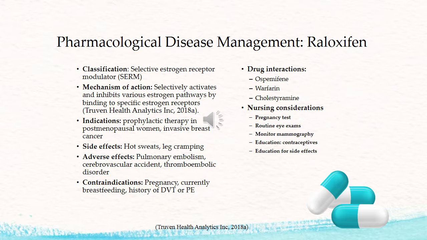Nursing considerations are that we need to make sure our patients are not pregnant prior to starting raloxifene, so we need to administer a pregnancy test. We also need to make sure that they're getting regular eye exams because you can have a retinal vein thrombosis, and we need to teach them about the signs and symptoms of that. We need to regularly monitor our patients' mammography and their breast exams. We also need to educate our patients to use 2 different types of contraceptives to prevent pregnancy during treatment, and they need to continue using 2 different types of birth control at least 2 months after therapy is ended. And we need to teach them on the signs and symptoms of a DVT, a PE, and a stroke.